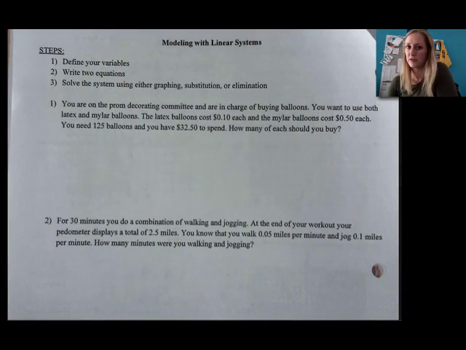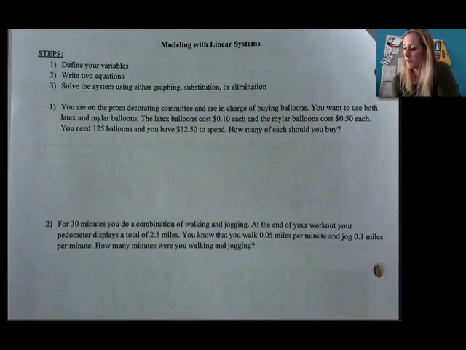Okay, so in our first problem here, you are decorating for prom and you're in charge of buying balloons. You want to use both latex and mylar balloons. The latex costs 10 cents each and the mylar costs 50 cents each. You need 125 balloons total and you have $32.50 to spend. How much of each should you buy?